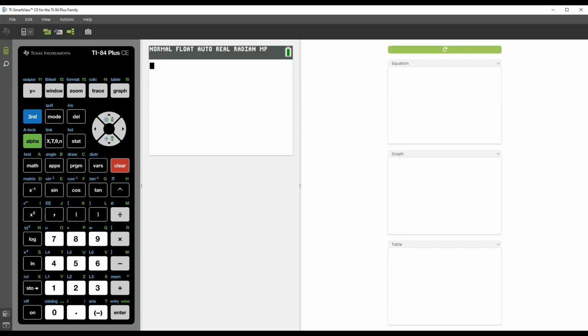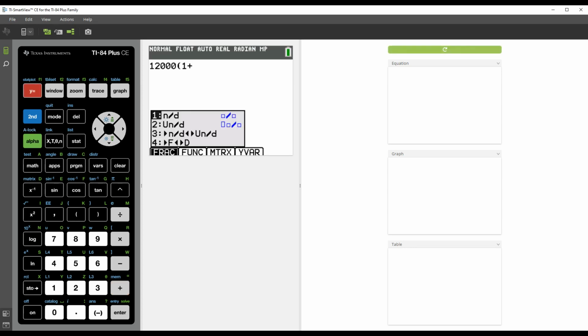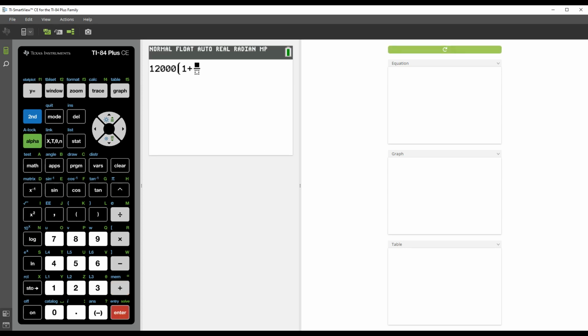So let's go ahead and type this one into our calculator. We're going to start with 12,000 times the quantity, 1 plus, and we're going to use this fraction bar. Remember, it's alpha F1, enter. And that gives us the fraction. This way you can make sure it looks exactly like you need it to look and be sure that you did it right. We're doing it quarterly, which is 4, and then to the 4 times 5.